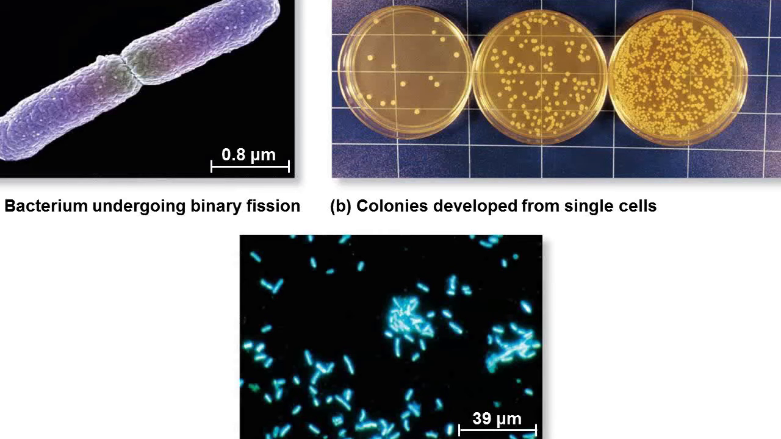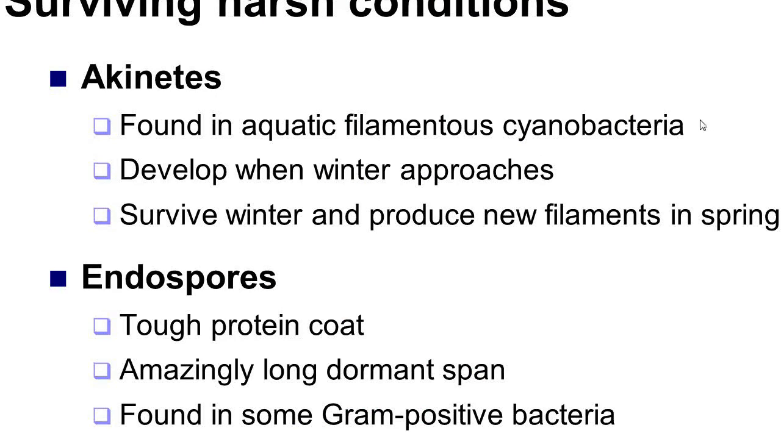Now let's look at just a couple of ways that bacteria survive harsh conditions. Well, in the life of a bacterium, things are going to get rough. The little puddle that you're living in is going to dry up, or the pH drops too low, or the temperature gets cold. Lots of different things will cause bacteria to become stressed, and when they do, they have ways to handle harsh conditions. For example, they have akinetes.